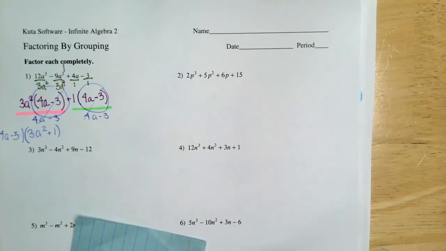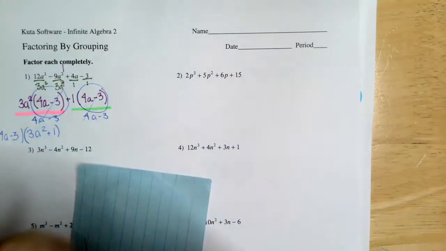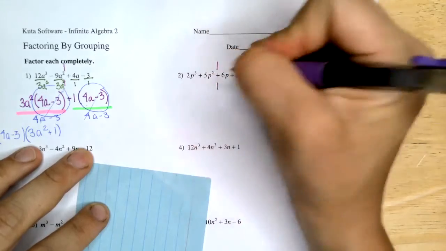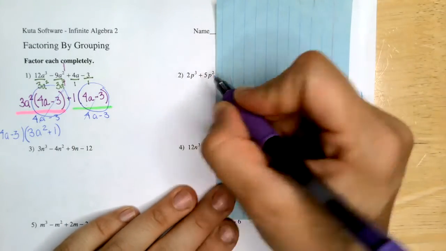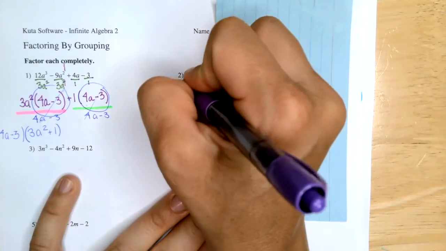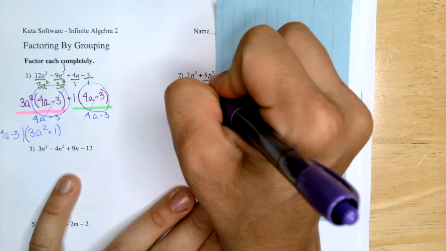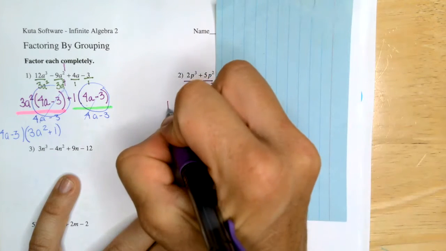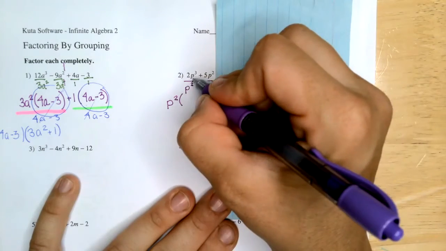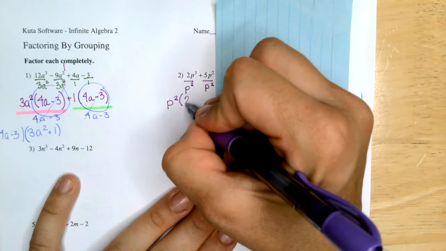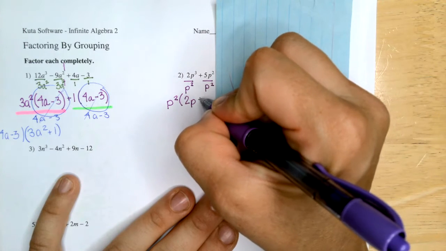Okay, so we'll do it again over here. We're going to group them into two different groups. 2p cubed plus 5p squared. My common factor is going to be p squared, I can divide them both by p squared, right? So I'm going to put that p squared out in front, factoring it out. 2p cubed divided by p squared is just 2p. 5p squared divided by p squared is just a positive 5.